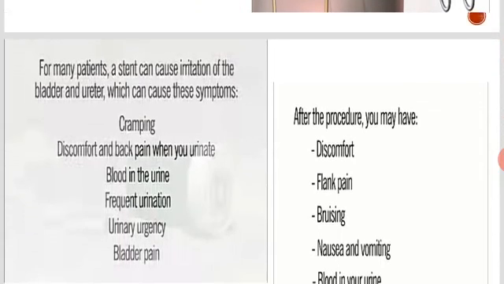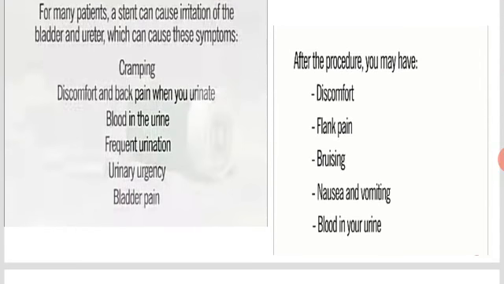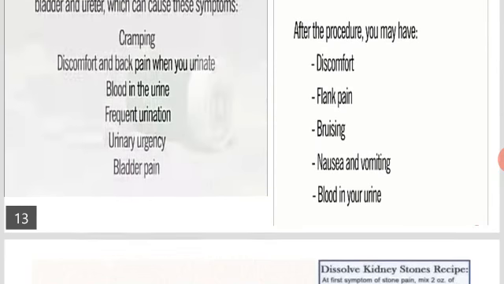For many patients, a stent can cause irritation of the bladder and ureter, which can cause symptoms like cramping, discomfort, and back pain when you urinate, blood in the urine, frequent urination, urinary urgency, bladder pain. After percutaneous nephrolithotripsy, people may feel discomfort, flank pain, bruising, nausea and vomiting, and blood in urine.